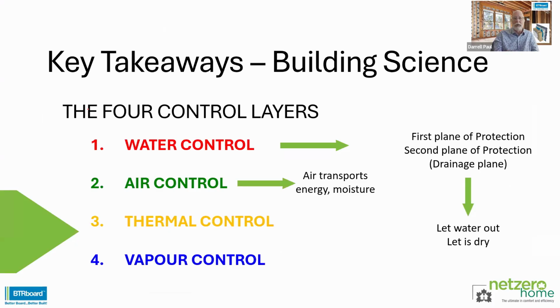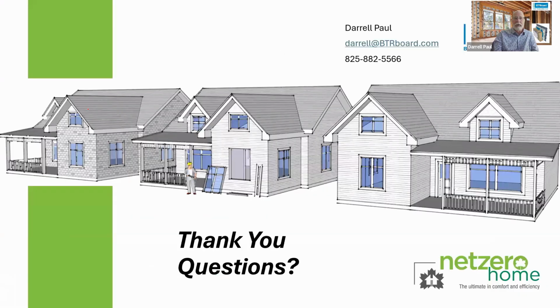And then finally, the key takeaway that you want to have is remember the building science, the four control layers. Control the water, which is broken into the first and second plane of protection. Control the air, manage the pressure just like you would with a water bottle trying to blow air into it. If you have a good water bottle, you can have that hole in the end, but the air compresses in there, compartmentalizes, and then you don't get any more. Thermal control and vapor control are important, but not nearly as important as those top two.